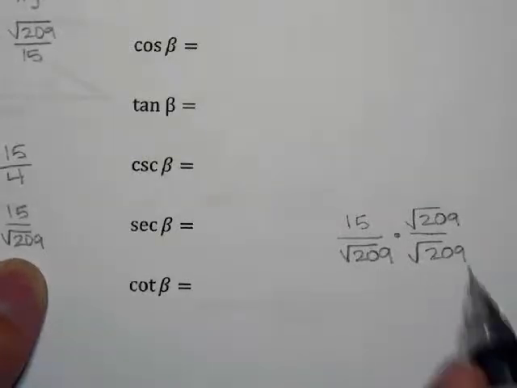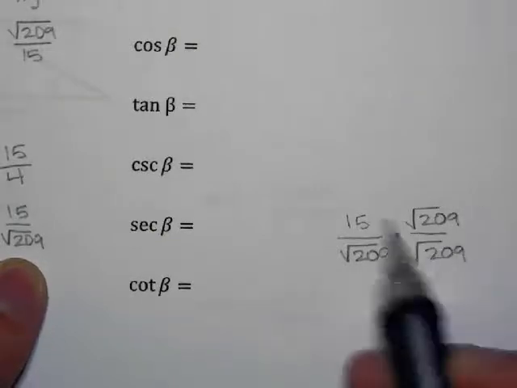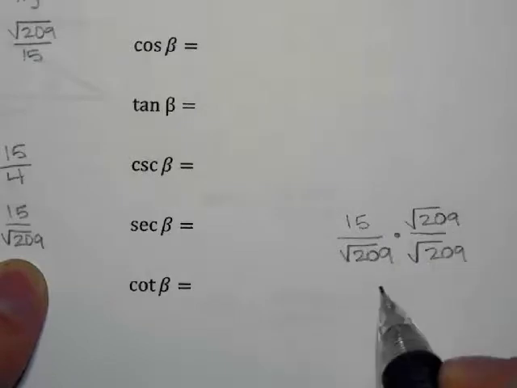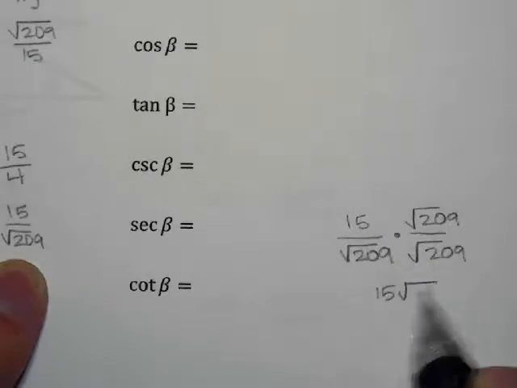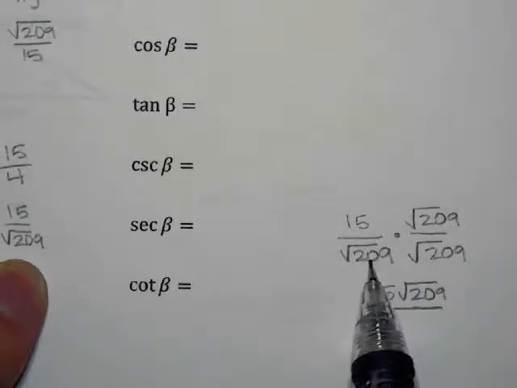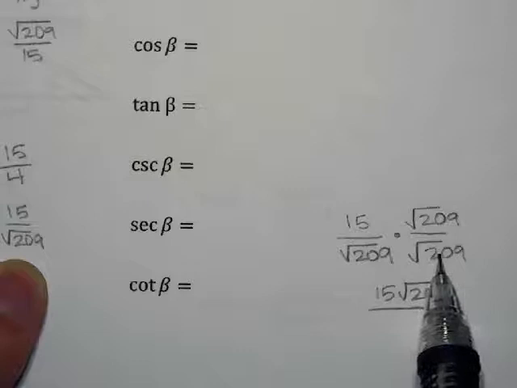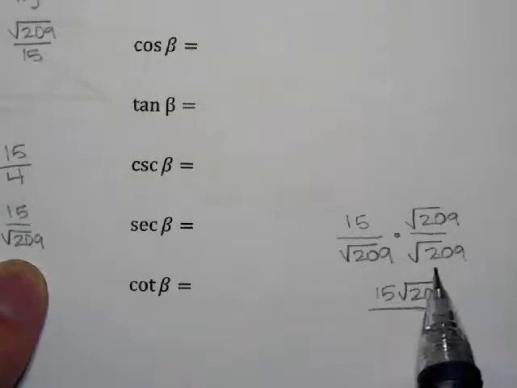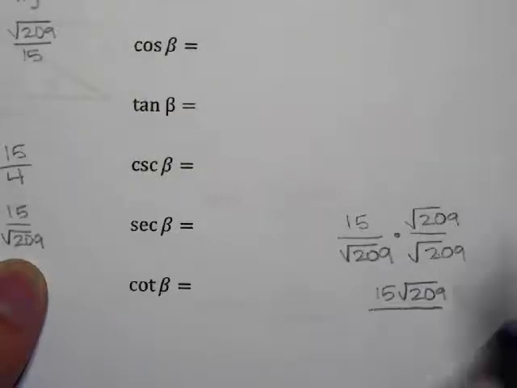All right, so the top is 15 root 209. Okay, the bottom, what happens when you do root 209 times root 209? It's not 1. Wait. It's root 209 squared, which is just 209.